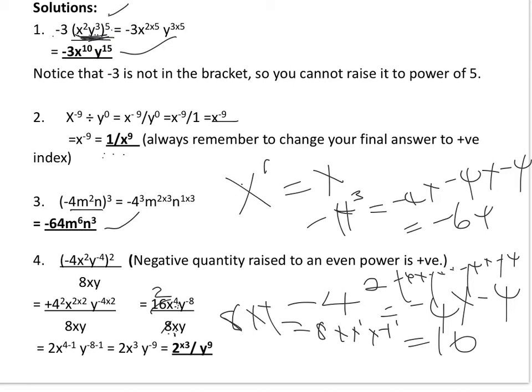You also do the same thing to y. y raised to power minus 8 minus 1 is equal to 2x raised to power 3 y raised to power minus 9. This is your final answer: 2x raised to power 3 all over y raised to power 9. This is 2x raised to power 3, not 2 raised to power x3. This is 2x raised to power 3 all over y raised to power 9.